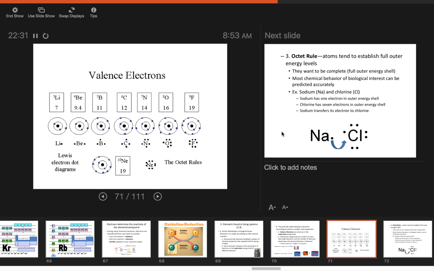So you may see Lewis dot diagrams. In fact, actually you won't. I don't think you'll see Lewis. You might see a test question, but you won't have to draw any.